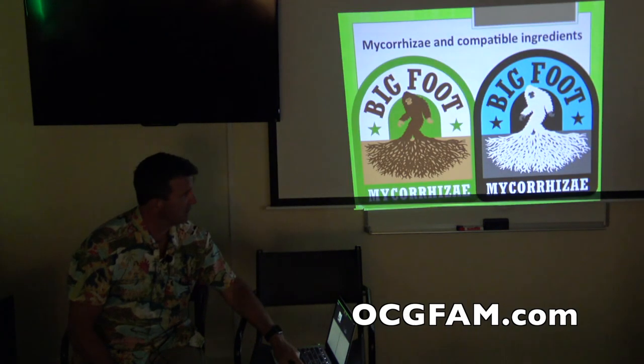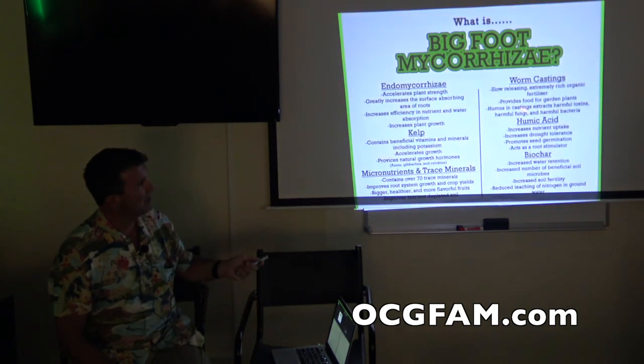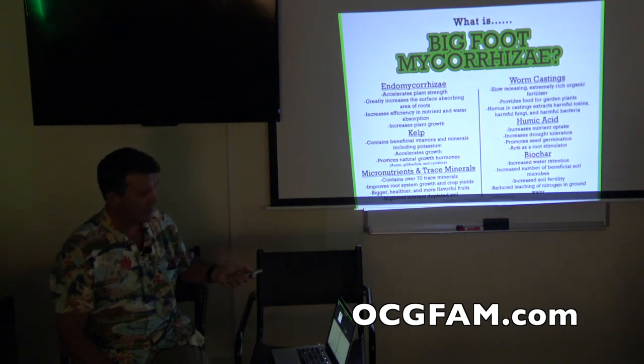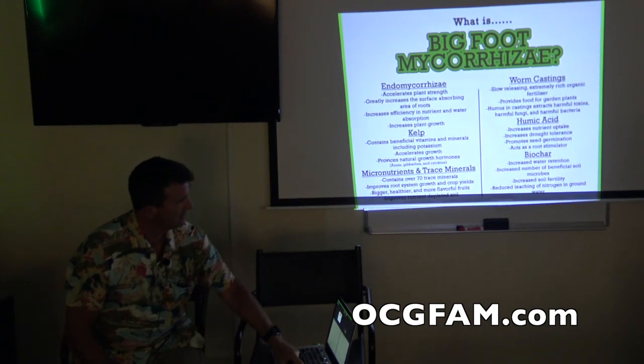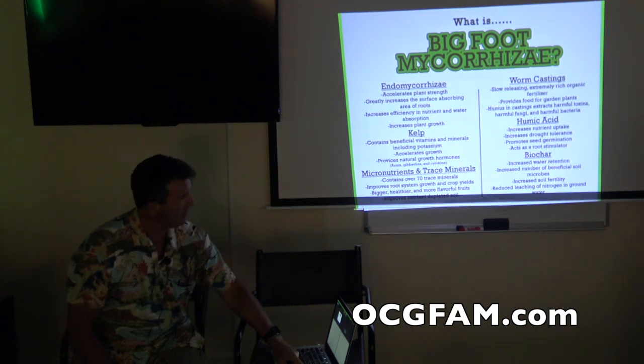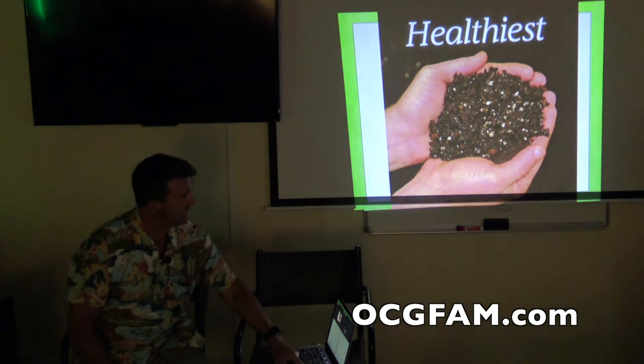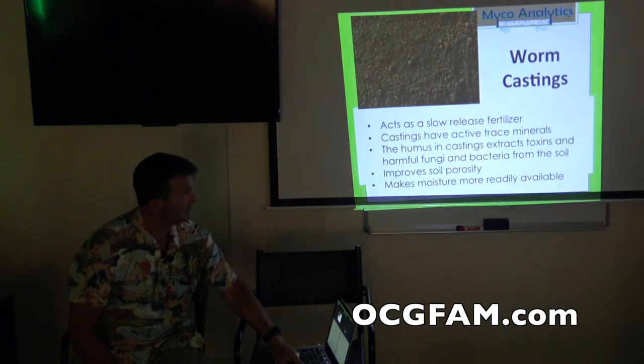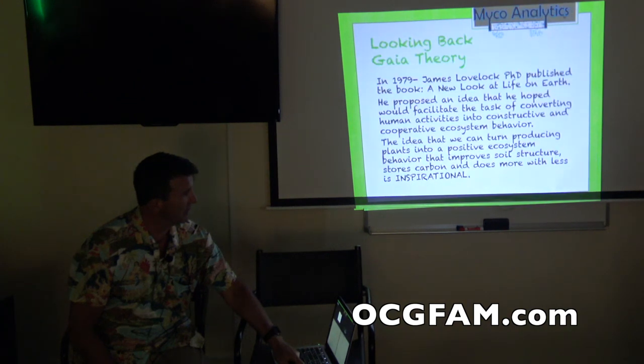Bigfoot has a lot of the things that we talked about that we use to grow the mycorrhizae. We actually put in the product ingredients to help stimulate the mycorrhizae to grow. It's got kelp, micronutrients, which we very rarely replace in soils but that soils need, worm castings, humic acid, and biochar. I could talk about biochar for a whole century. It's such a fascinating product, so great for the mycorrhizae. The idea is to produce the healthiest soil for you guys. Here are just some of the benefits of these two different ingredients.